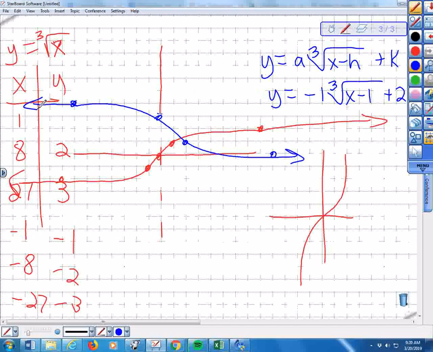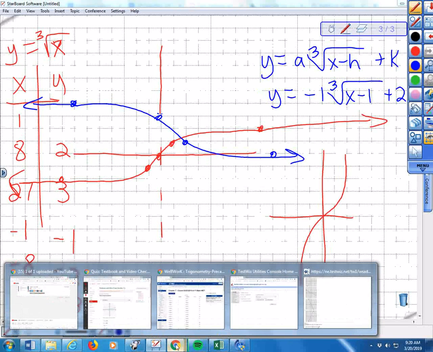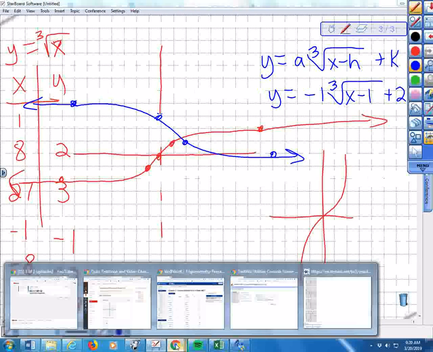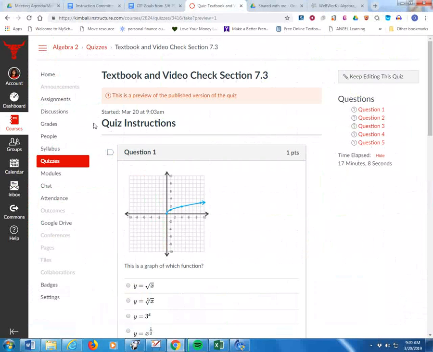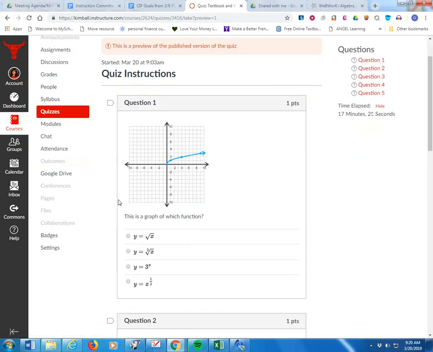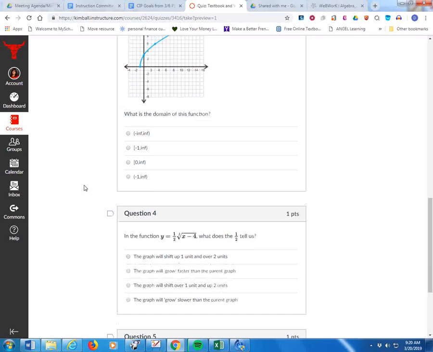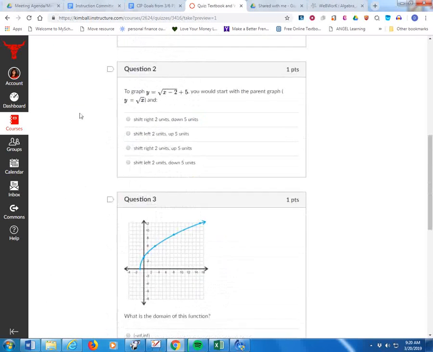Okay? The more practice you get, the better you'll get at it. But let's look at our textbook check real quick. Okay, first question. This is the graph of which function? Y equals the square root of x. Okay? To graph this function, you would start with the parent graph, y equals the square root of x, and you would shift it right 2, up 5.